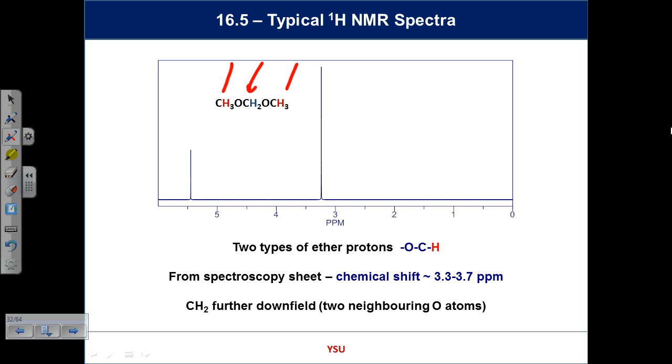Why, or even go back before that. Which signal is this one downfield? The blue or the red? Blue. Why is it so far downfield? It's between 2 oxygens. It's feeling the effect of both oxygens.